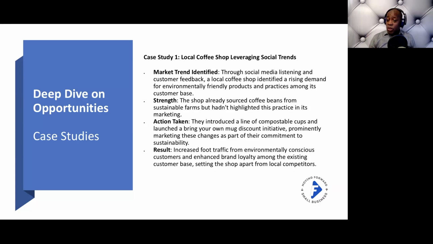The result was an increased foot traffic from environmentally conscious customers and enhanced brand loyalty among the existing customer base, setting the shop apart from local competitors. So you see how you kind of weave this together? All you have to do is make sure that you understand those strengths and weaknesses and opportunities. And now you go, so what do we do now? How do we take advantage of this?